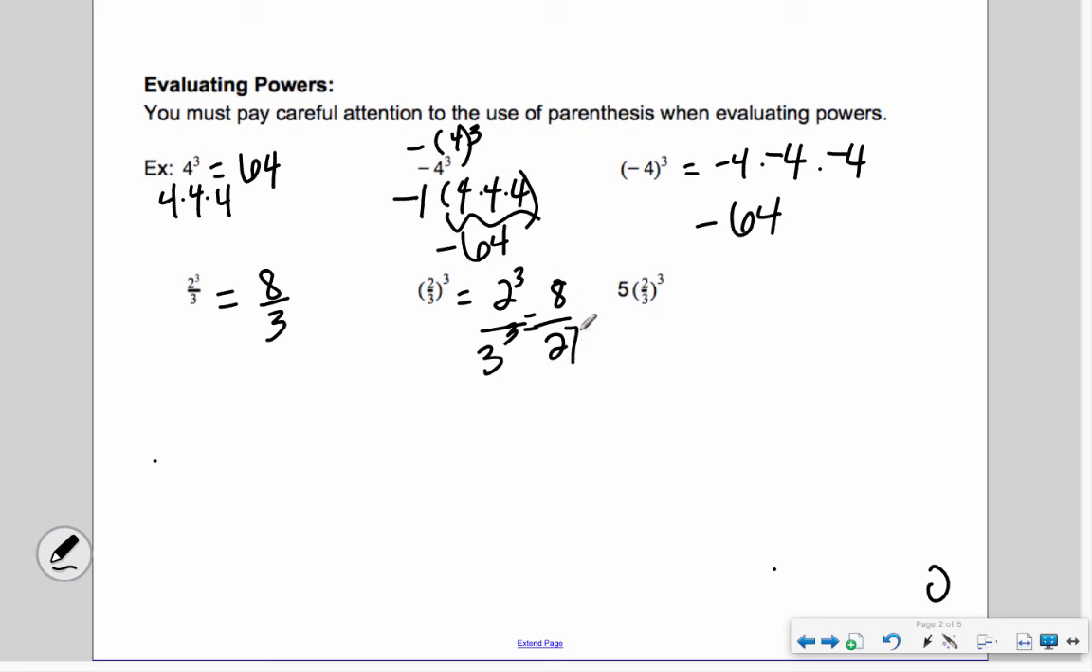Can 8 over 27 be simplified? Well, factors of 8 are 1, 2, and 4. And none of those go into 27, so that would be your answer.